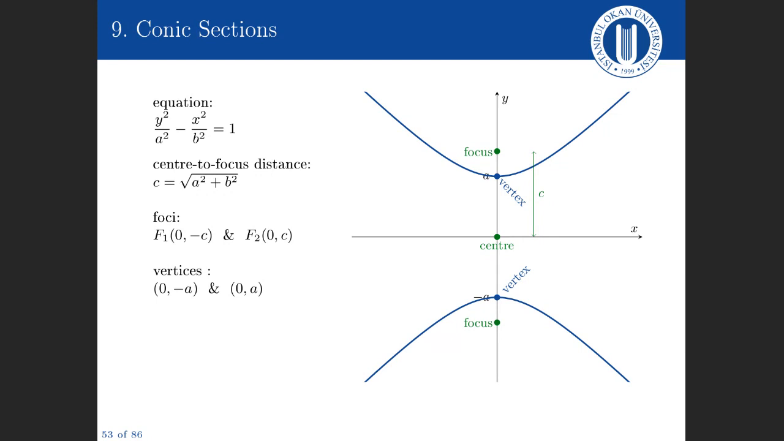So just to recap, for an ellipse, we must have a plus in the standard equation, and then the center to focus distance must have a minus sign in it. For a hyperbola, it's the other way around: a minus sign in the standard equation, but a plus in the center to focus distance equation.